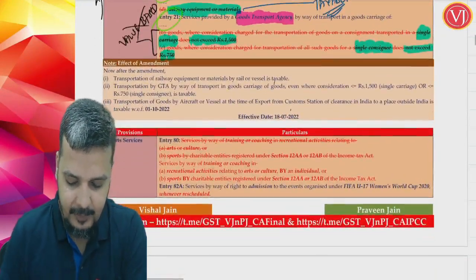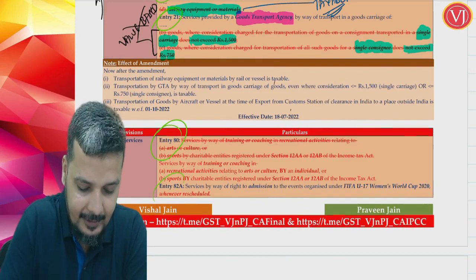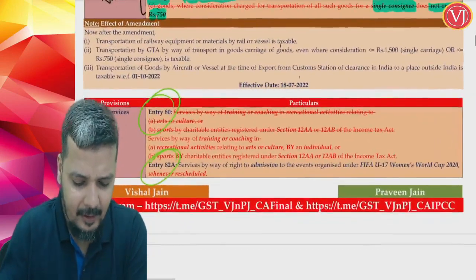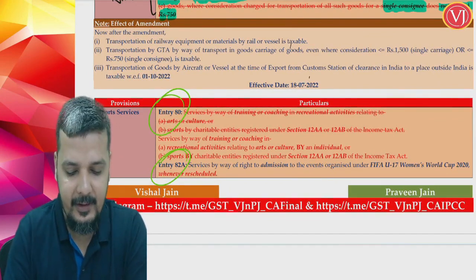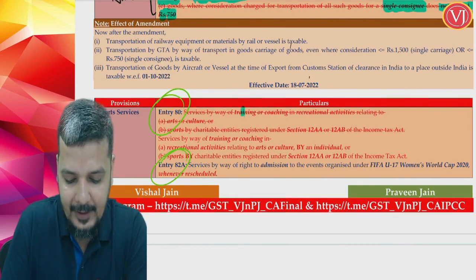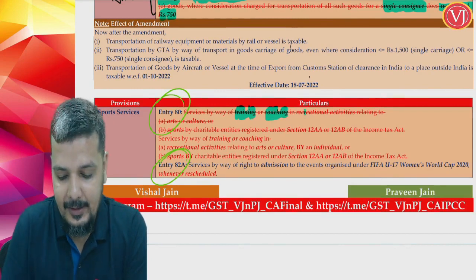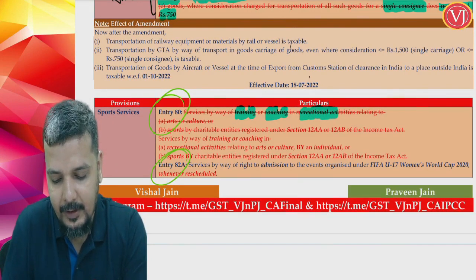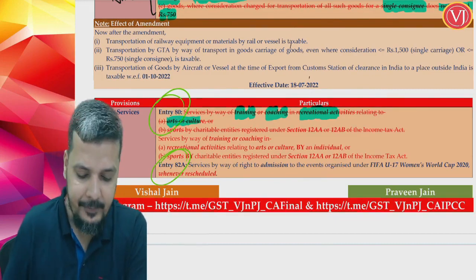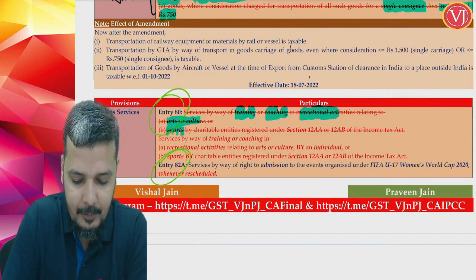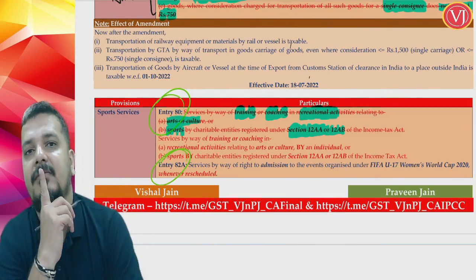Now, sports services. You'll find two amendments in your sports services, one in entry 80 and one in entry 82A. When you're talking about entry 80, that is a well thought process amendment. Previously, what were the wordings? Let us see that entry. Service by way of training or coaching. Again, you're talking about training or coaching services, but it should be in recreational activities. For recreational activities related to arts or culture, exempt. Related to sports, it is exempt only if it is by a charitable trust under 12AA or 12AB. So that was the entry.